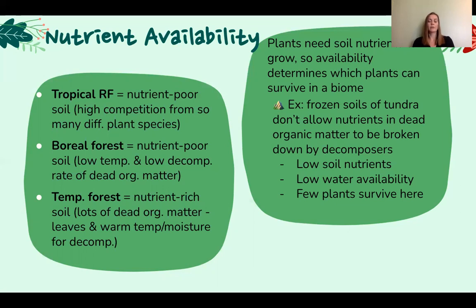The most nutrient-rich soil tends to be in the temperate zones. So the temperate forest particularly has lots of dead organic material, like leaves. And so those break down. You have lots of warm temperatures and moisture for decomposition. So you have very nutrient-rich soil. Grasslands also tend to have quite nutrient-rich soil.